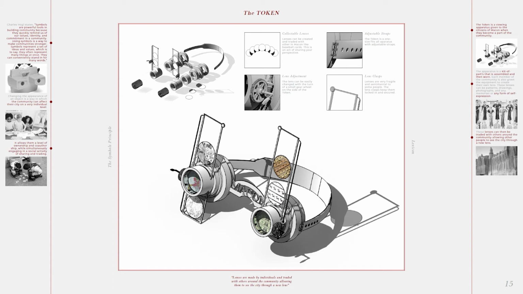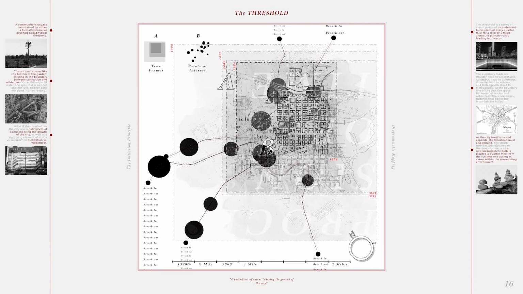You're also given a set of tools to create your own unique lens. They can be patterns, drawings, photographs, memories, or any other form of self-expression. These lenses can then be traded with others like baseball cards, allowing them to see the city through someone else's lens. The threshold intervention is based on the initiations principle.